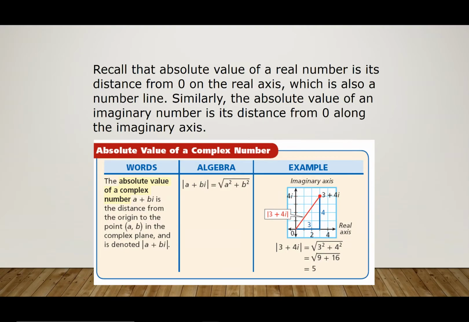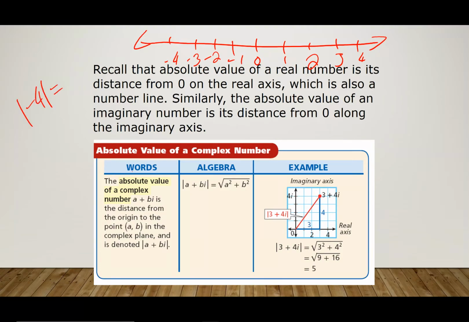But absolute value. So remember absolute value, just in case you forget what absolute value is. When you're talking about the absolute value of a number, you're really asking, how far away is that number from 0? So when I ask, what's the absolute value of -4, you say +4, because -4 is, count it, 1, 2, 3, 4 units away from 0, right? We count distance as a positive number every single time. We don't count distance as a negative number.